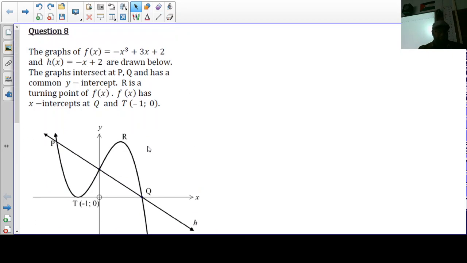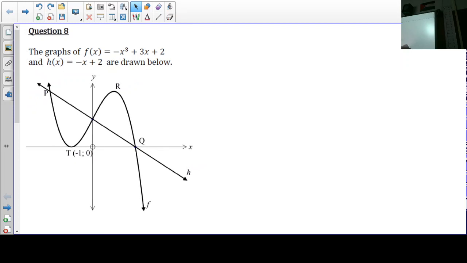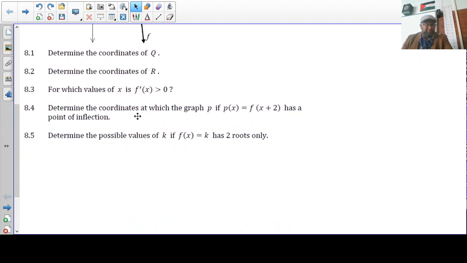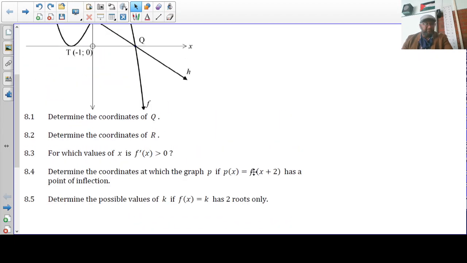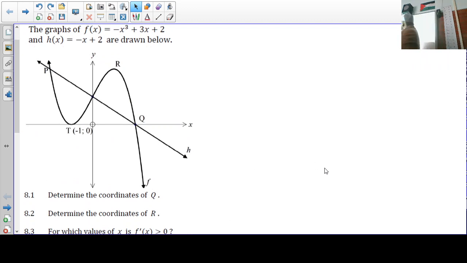So I just need to write the equations down. So that we can bring that up a bit. So let's look at the first question. The first question says determine the coordinates of Q.